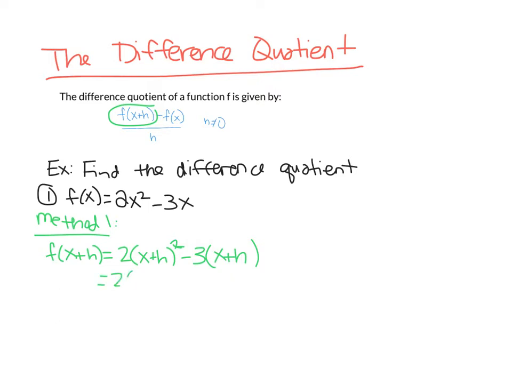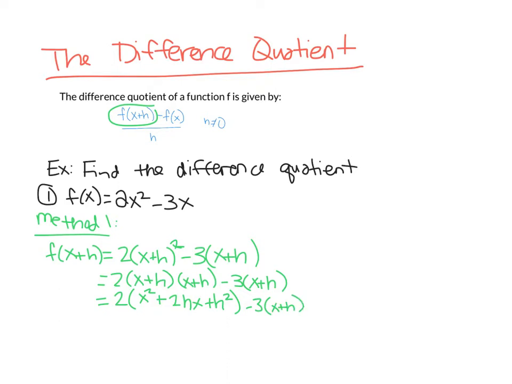So if you did that, make sure that you did use the FOIL method and broke this x plus h squared up into 2. That's really important on this. This confuses a lot of people because there's multiple variables. That unfortunately is part of this type of problem. So we're going to get x squared plus hx, which gives us plus 2hx, plus h squared minus 3 times x plus h. Then we're going to simplify that whole entire thing.